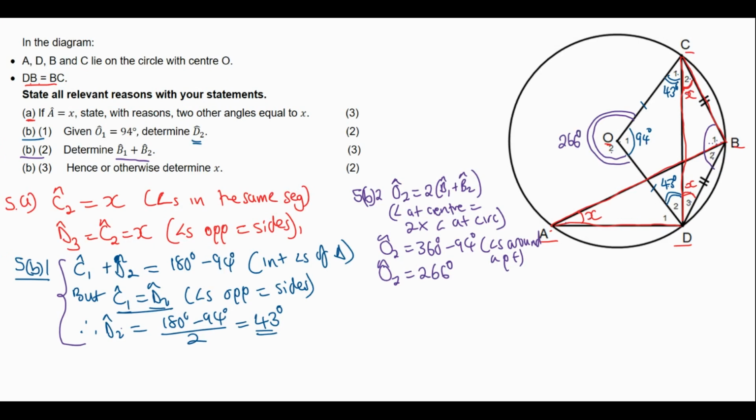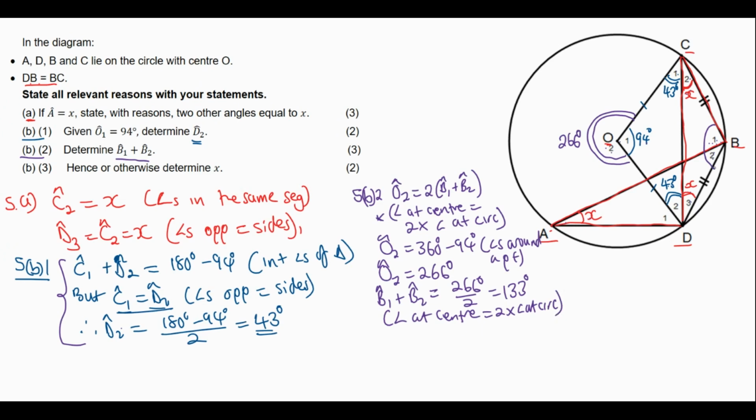And then angle B1 plus angle B2 is half of angle O2. So say angle B1 plus angle B2 is equal to 266 degrees divided by 2, which is 133 degrees. And then the reason we wrote it here. Okay, let's just write it again. Angle at center is equal to 2 times angle at circumference.